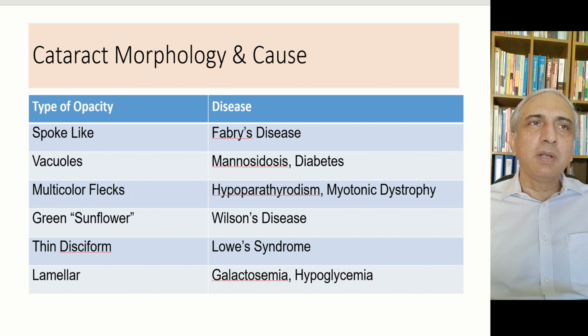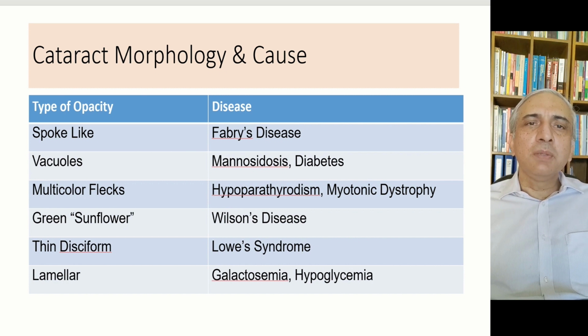So if you have one table, usually these are the type of tables from which you will generate MCQs. Like, spoke-like opacities are seen in which cataracts? That's Fabry's disease. Vacuoles are seen in mannosidosis and diabetes. Multicolor flecks are seen in hyperparathyroidism and myotonic dystrophy. Green sunflower cataract is a characteristic of Wilson disease. And thin disciform cataract is Lowe's disease, and lamellar cataract is seen in galactosemia and hypoglycemia.